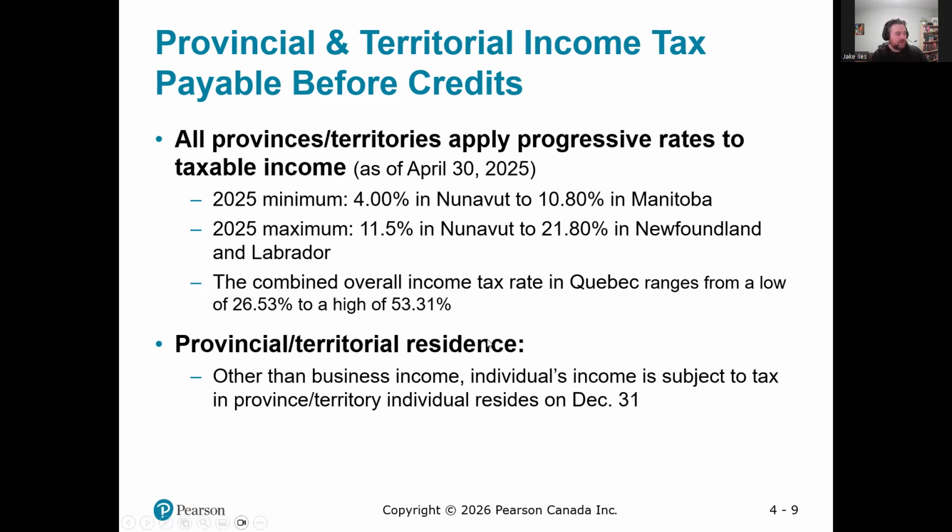So for provincial territorial residency, other than business income, an individual's income is subject to tax in the province or territory where you live on December 31st. So I live in Ontario. Ontario is my provincial tax rate. If next year I move to Alberta, as long as I move before December 31st, Alberta will be the new province that applies its tax rate.